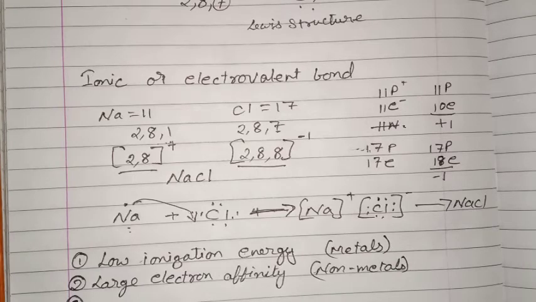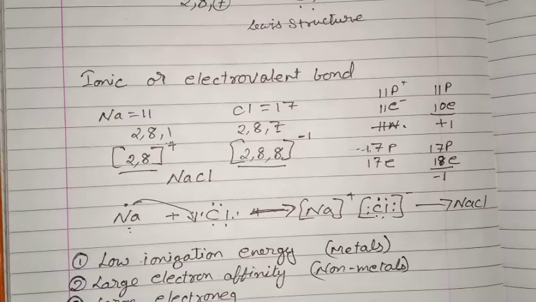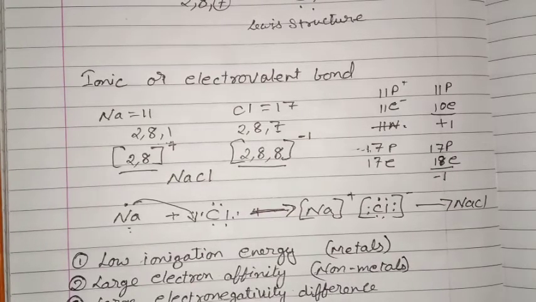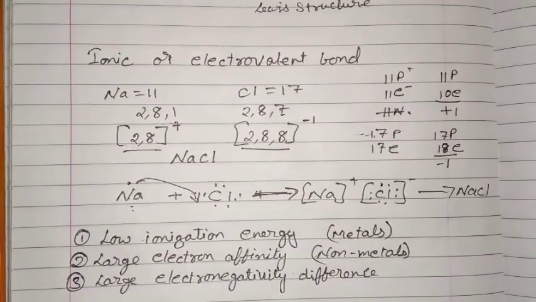Then the third condition is that there should be a large electronegativity difference. Electronegativity is one more term that we studied in the last chapter. The electronegativity difference between the metal and the non-metal, if it is lesser than 1.7, then it will be very difficult to form an ionic bond between the two elements. So this is all about the ionic bond.